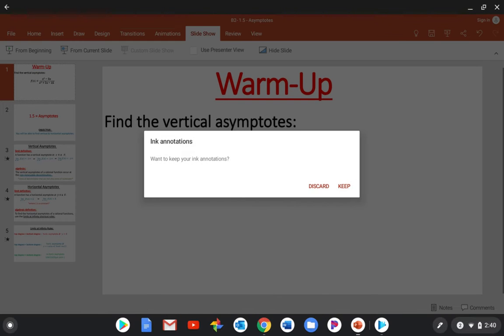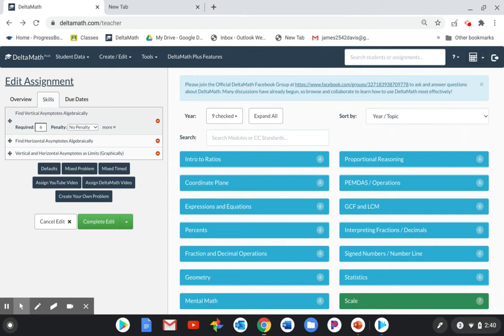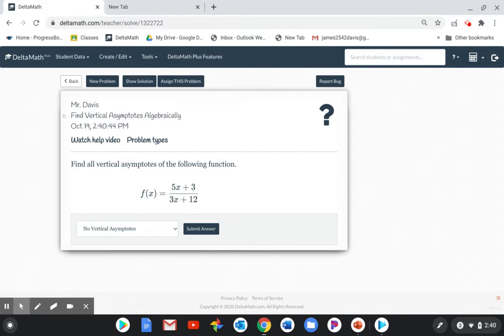All right, we're going to go ahead and apply these on a Delta math assignment. First of all, we're going to start with finding vertical asymptotes algebraically.